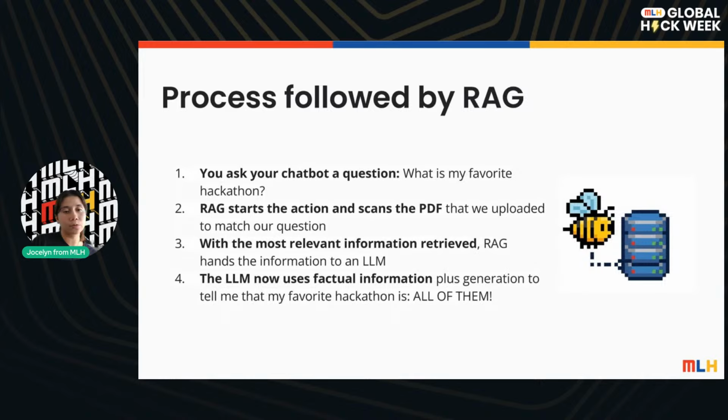Then step number two will be RAG starts the action and scans the PDF that we uploaded to match our question. And then step number three will be that with the most relevant information retrieved using RAG, it hands the information to an LLM. So once we fetch that information that we retrieved, it is going to be fed into an LLM. And number four, the LLM now uses the factual information that we just input plus generation to tell me that my favorite hackathon is, well, all of them. So that's how the pipeline works in very simple terms.